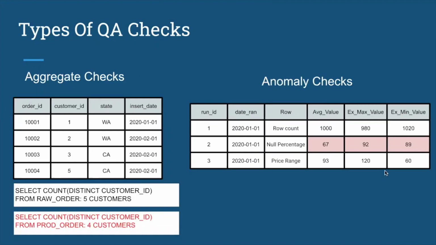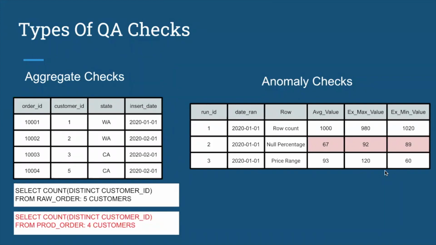All right, two other checks you can do are aggregate checks and anomaly checks. Aggregate checks, generally, I'll do between raw and production data, just in case something happened weird in staging. You might need to do something like testing how many customers you had in raw versus how many customers you had in production.